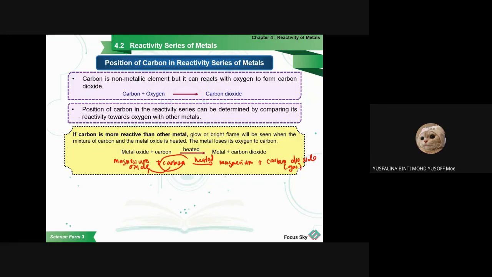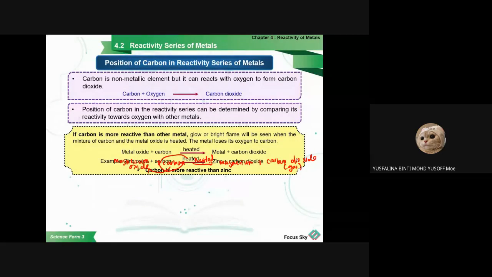So how do you test whether carbon dioxide has been released? You can use lime water. The lime water will turn cloudy. This one uses zinc oxide: zinc oxide plus carbon, when heated, becomes zinc plus carbon dioxide. This means the carbon is more reactive than the zinc.